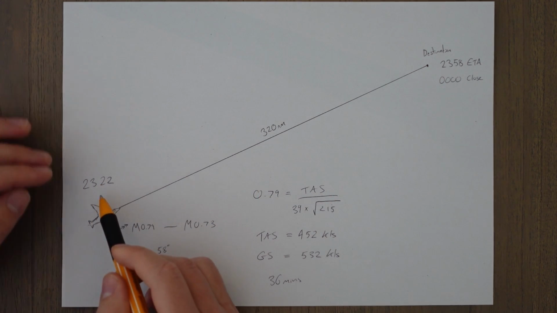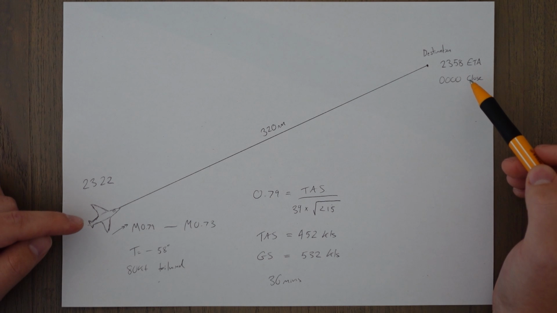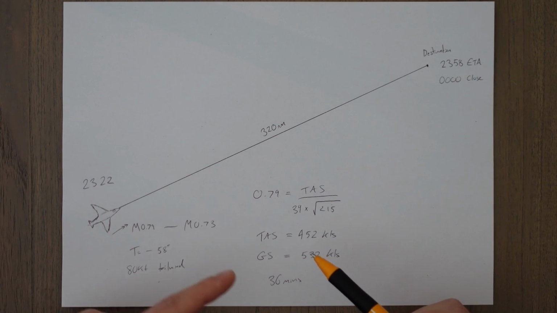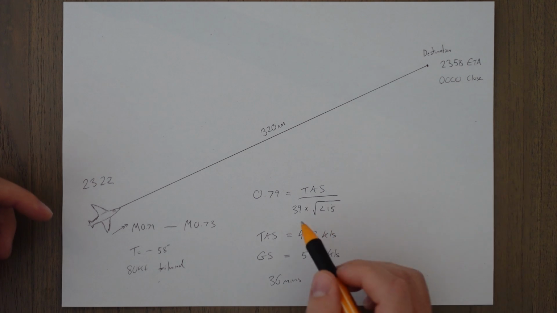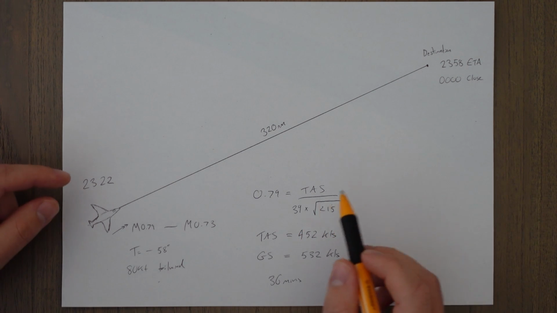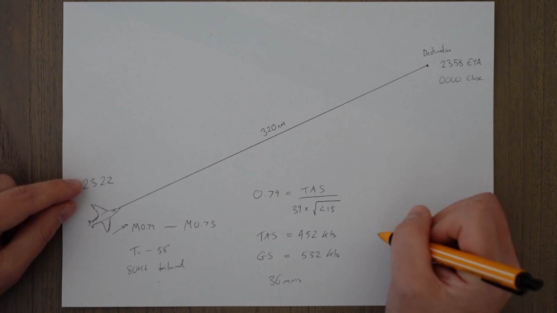And that therefore means that air traffic control made this request of us at 23:22. 23:22, 36 minutes, we're supposed to arrive at 23:58. Then we calculate a new ground speed, add it onto this, and that'll give us our new ETA. So we have the same local speed of sound, but we're doing Mach 0.73 instead of Mach 0.79.